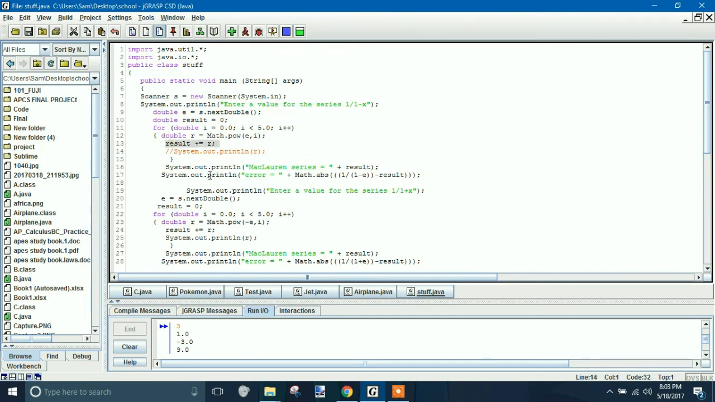It then prints that, and of course we then print the error, which is equal to the actual value of 1 over 1 minus the number we submitted, minus the result to give us the error, which is why we got an exact error.